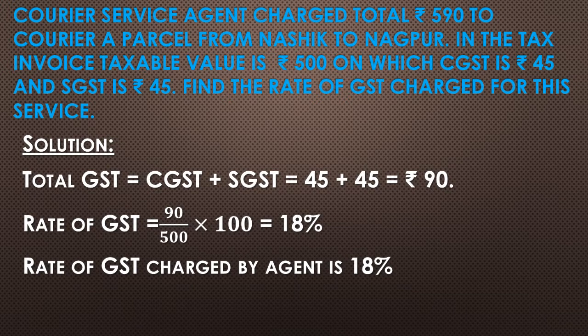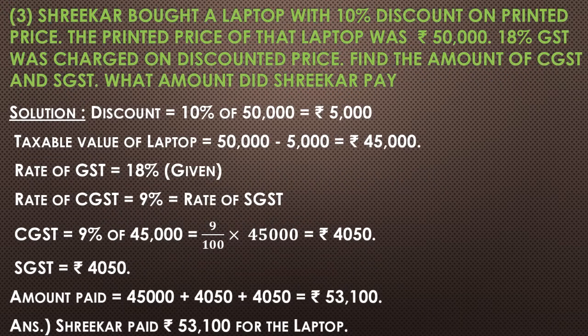Let's move on to the next. Shrikar bought a laptop with a 10% discount on the printed price. The printed price of the laptop was rupees 50,000, and he bought it at a 10% discount. 18% GST was charged on the discounted price. We need to find the amount of CGST and SGST and how much amount Shrikar paid in the end. The discount is 10% of 50,000, which is 5,000.